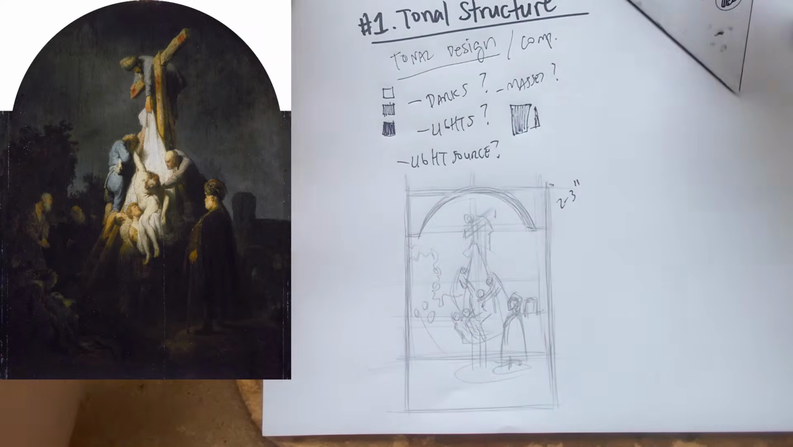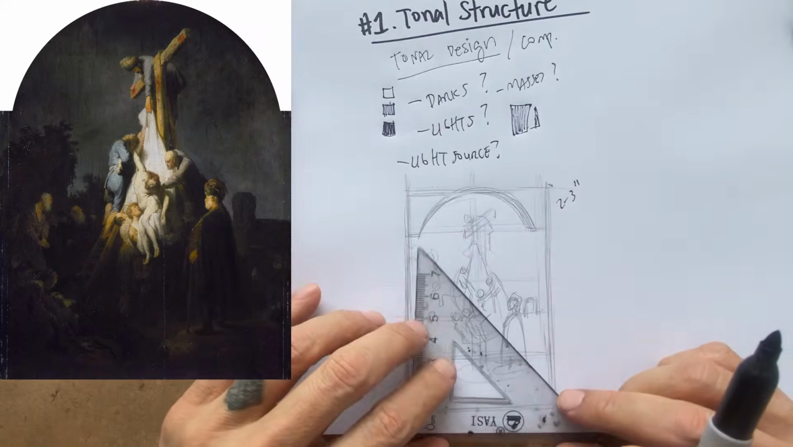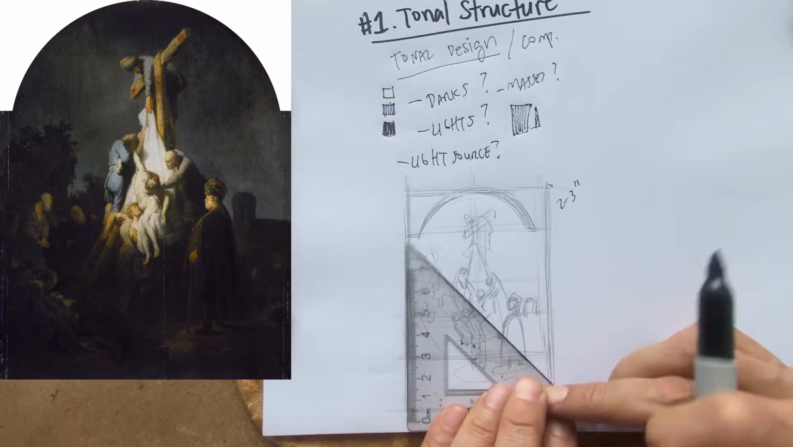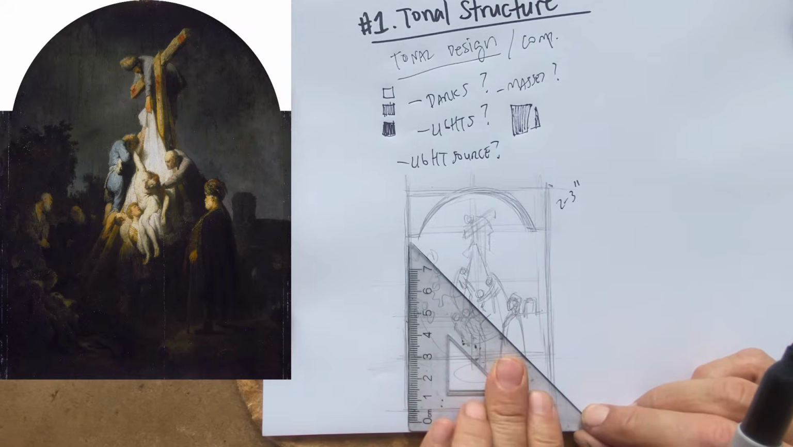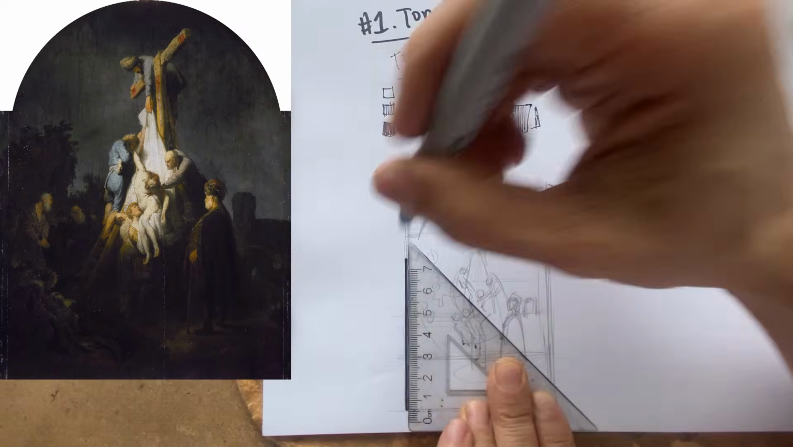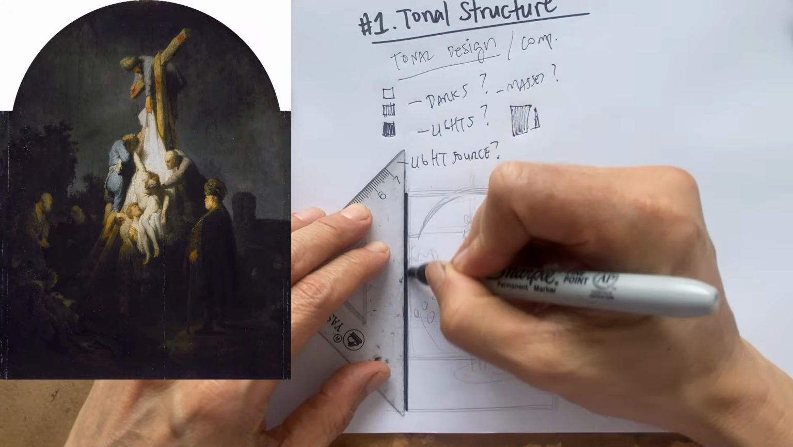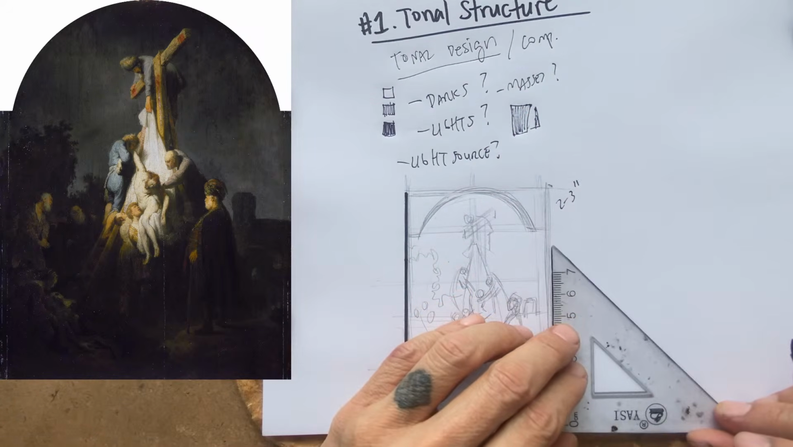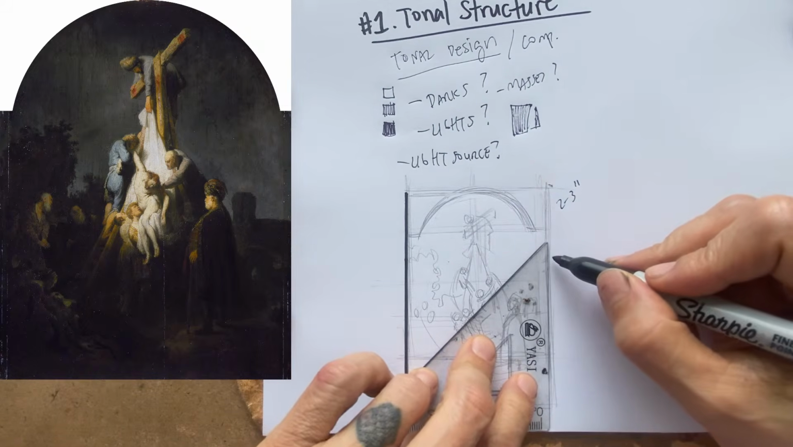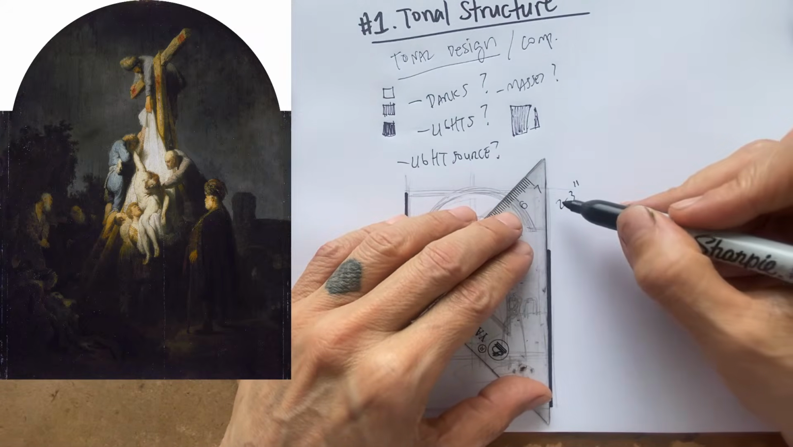So then I take a ruler or a square. I have a square here. Isn't it interesting? It's called a square in English, but it's actually a triangle. Because I want to lock in the frame. So it's real helpful to have squares in your sketchbook.